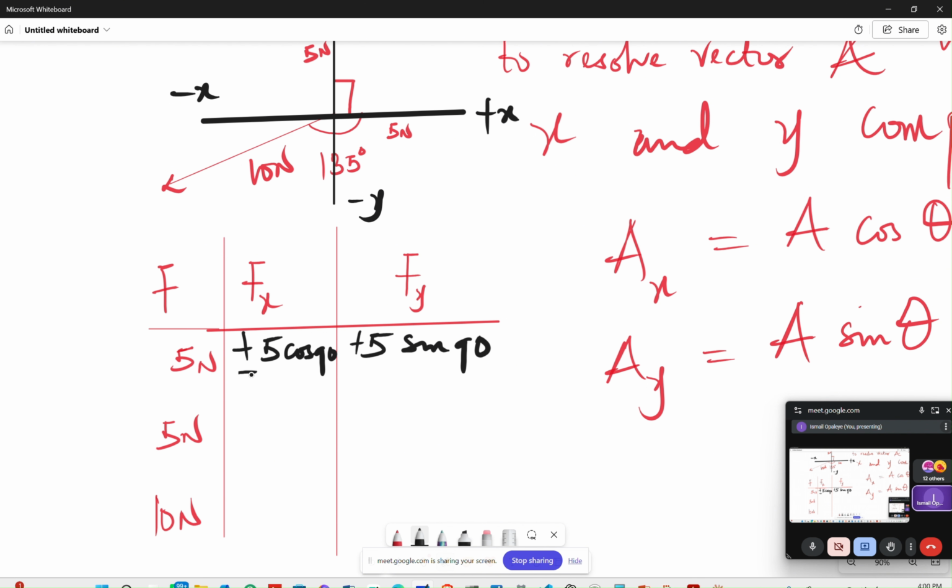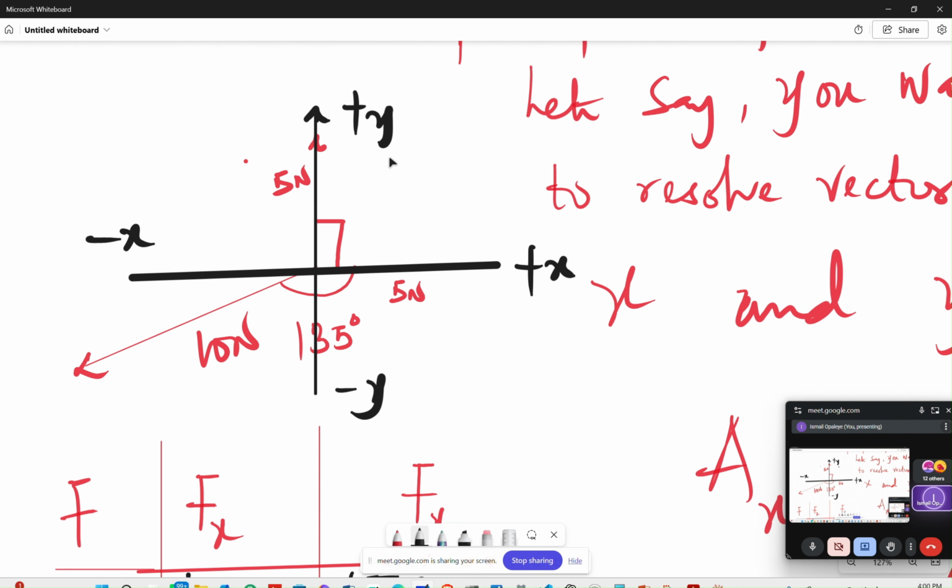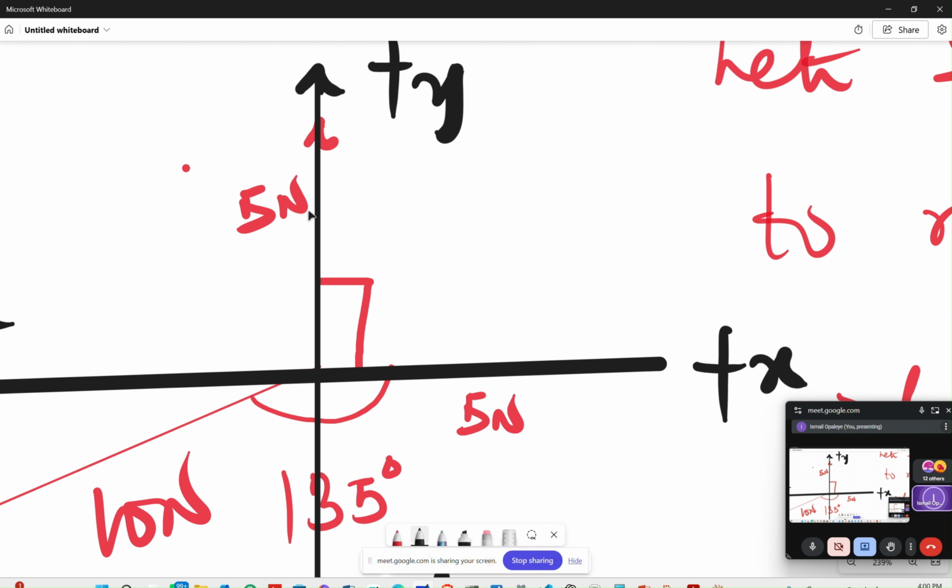Sir, please, why is f of x plus or minus 5 cos 90? The reason we use plus or minus 5 is because if the 5 Newton is on this line of the y-axis, that means it is in between plus x and negative x.